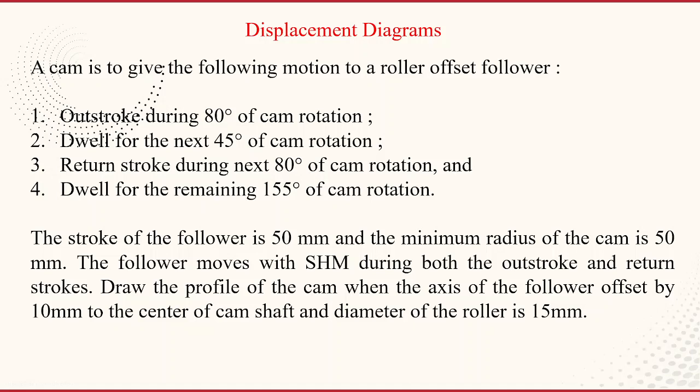So while constructing the cam profile, we should know what is the minimum radius of the cam, that is the base circle and prime circle. The base circle is the minimum radius of the cam, that is given 50 mm, and prime circle is just greater than the radius of the roller for base circle. So with this information, we need to construct the cam profile.